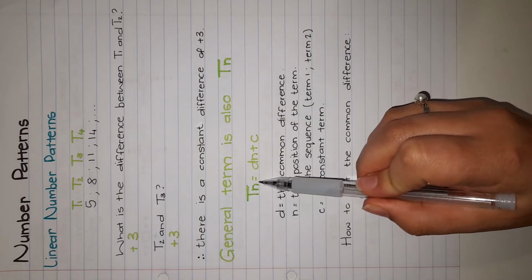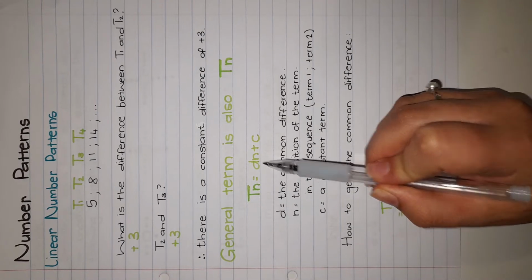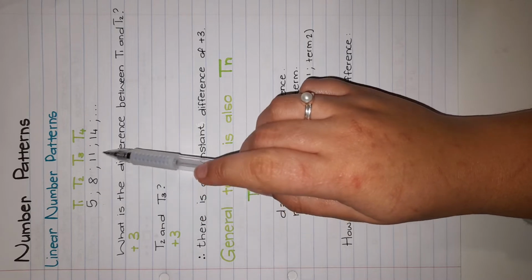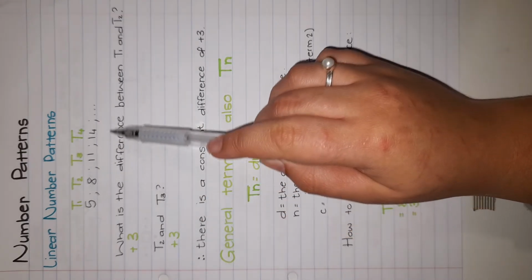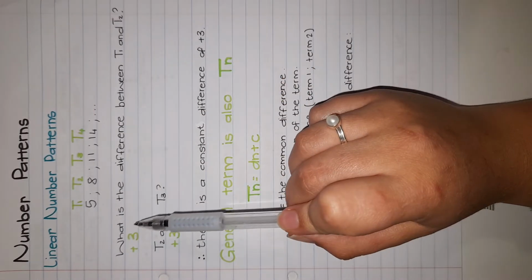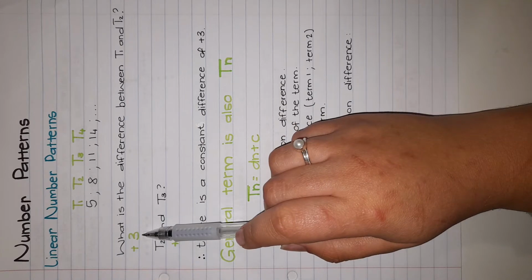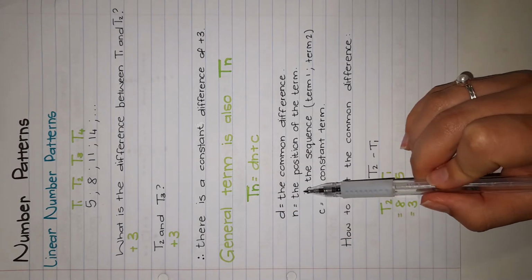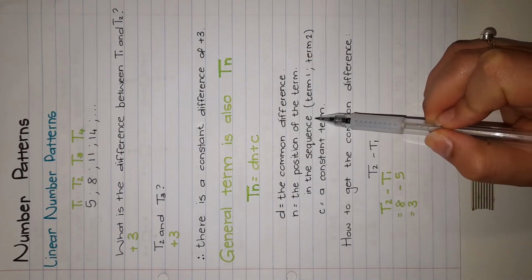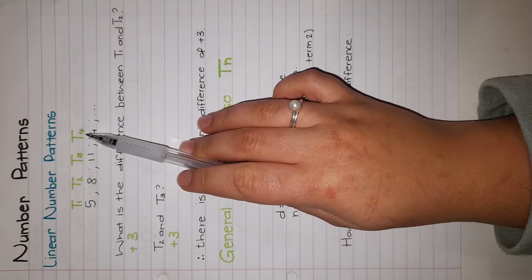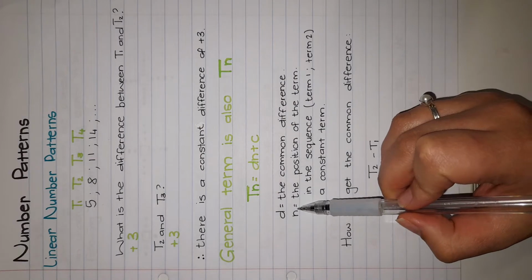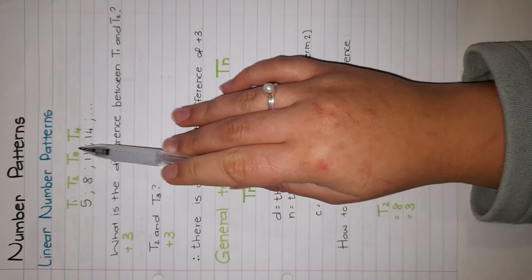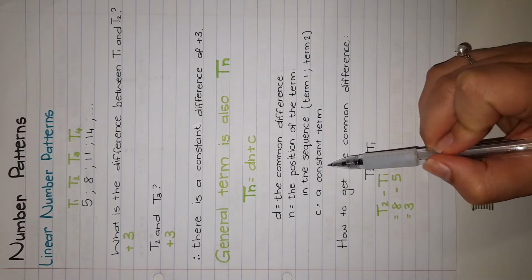So in this formula, our Tn we said is our general term. Our D here would be the common difference. Here we said the difference between term 2 and term 1, 3 and 2, and 4 and 3 is all 3. It's a common difference, it's a constant difference, and it's a difference of 3. So in this scenario, our difference would be 3. n is the position of the term in the sequence. So we said term 1, term 2, term 3, term 4. So if I'm talking about our third term, we will talk about this one. And C is a constant term.